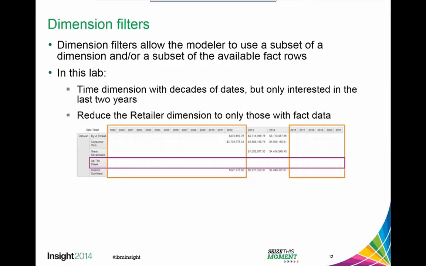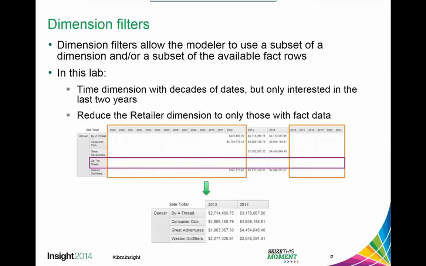Or maybe you can see here this retailer, Up the Creek retailer, doesn't have any fact data, so there's no use in showing that. It's kind of a waste of a row. So why don't we filter that out as well, so only show dimension values for those that do have fact data, and as a result of that filtering, have a reduced time dimension as well as retailer dimensions, have something more tight.